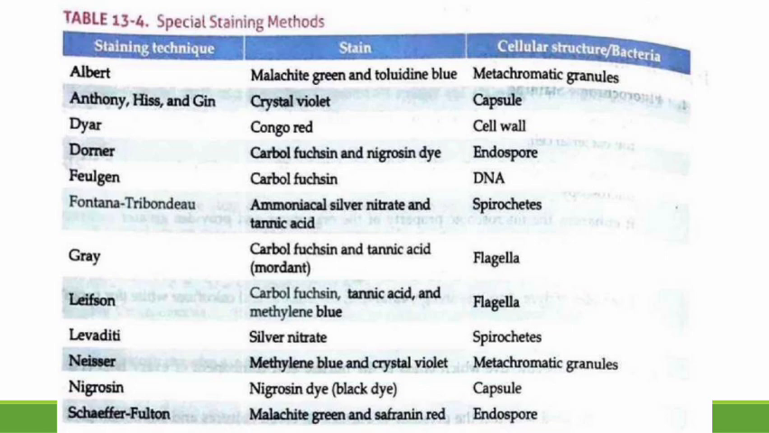It uses silver compounds or metal-based stain like your ammoniacal silver nitrate and your tannic acid as its mordant. Okay? So another type of stain is your Dyer stain. Your Dyer stain naman po specifically stains the cell wall of any type of bacteria, which contains po the Congo red.